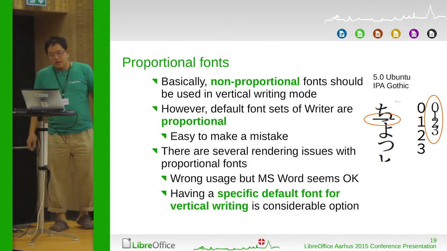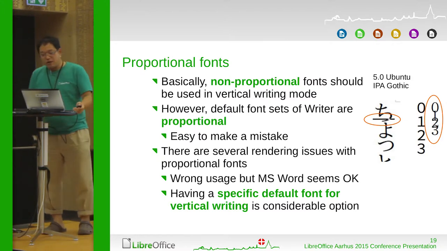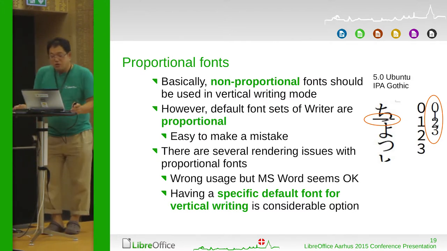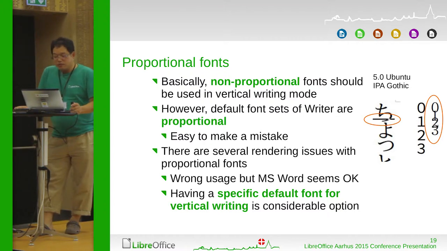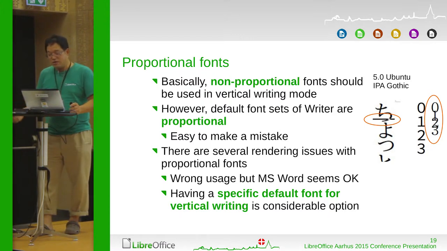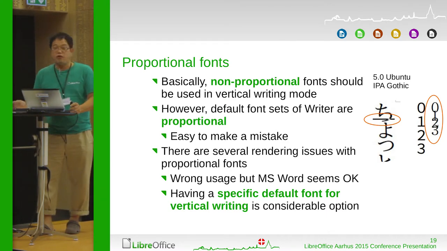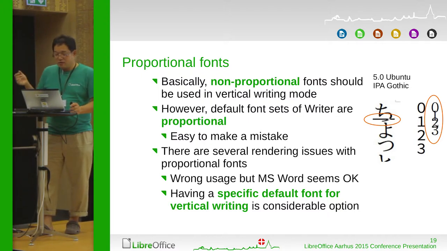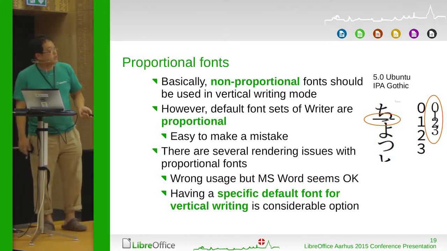Another thing is vertical writing with proportional fonts. Basically, non-proportional fonts should be used in vertical writing mode. That is the typical use case. However, the default fonts of Writer for Japanese are proportional. So if someone just turns on vertical writing mode, they use the proportional font, and it's easy to make mistakes.